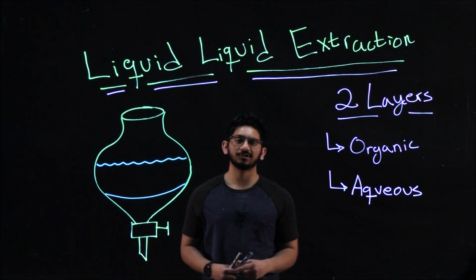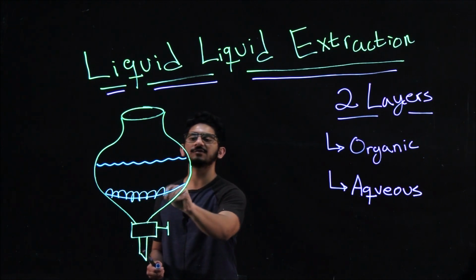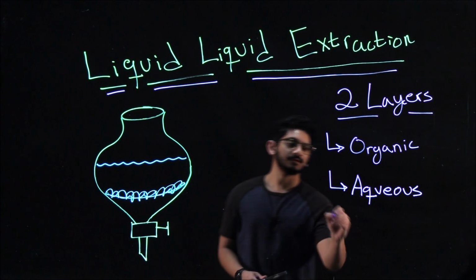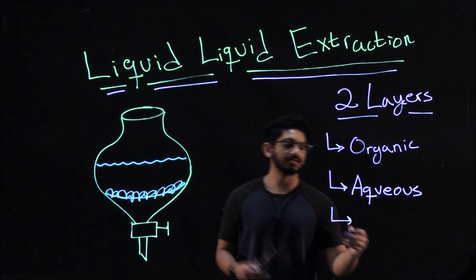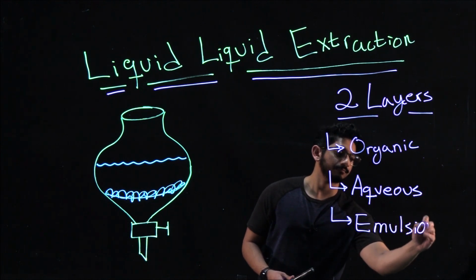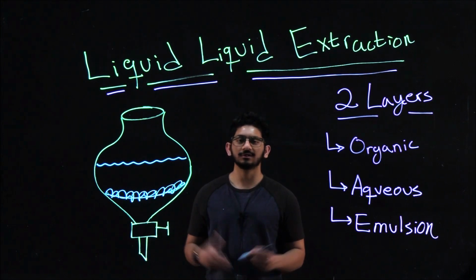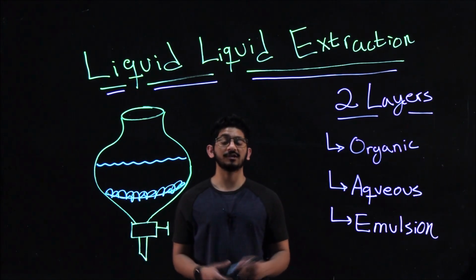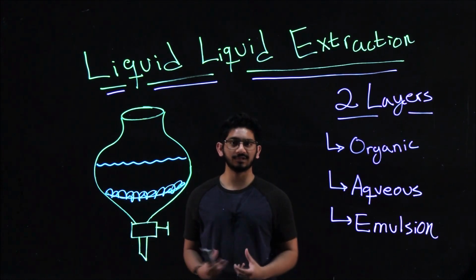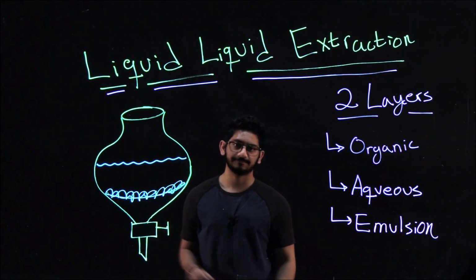When you do your liquid-liquid extraction, sometimes you might see the formation of a third layer in between your aqueous and organic layers. This is called an emulsion, and this happens when your aqueous and organic layers are slightly miscible. If you see an emulsion, the way to decrease that is by using brine, which is saturated sodium chloride. Effectively, you're increasing the polarity difference between your aqueous and organic layer, making the emulsion smaller.